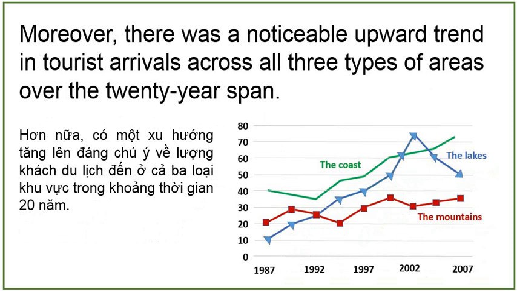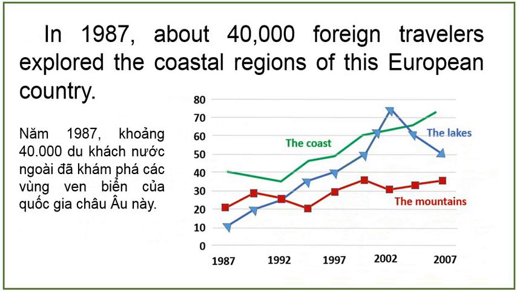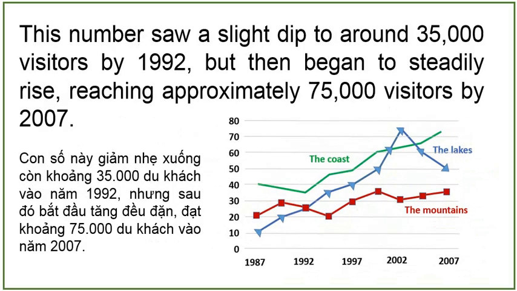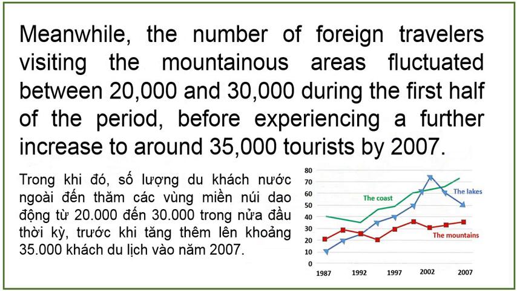20-year span. In 1987, about 40,000 foreign travelers explored the coastal regions of this European country. This number saw a slight dip to around 35,000 visitors by 1992, but then began to steadily rise, reaching approximately 75,000 visitors by 2007. Meanwhile, the number of foreign travelers visiting the mountainous areas fluctuated between 20,000 and 30,000 during the first half of the period, before experiencing a further increase to around 35,000 tourists by 2007.